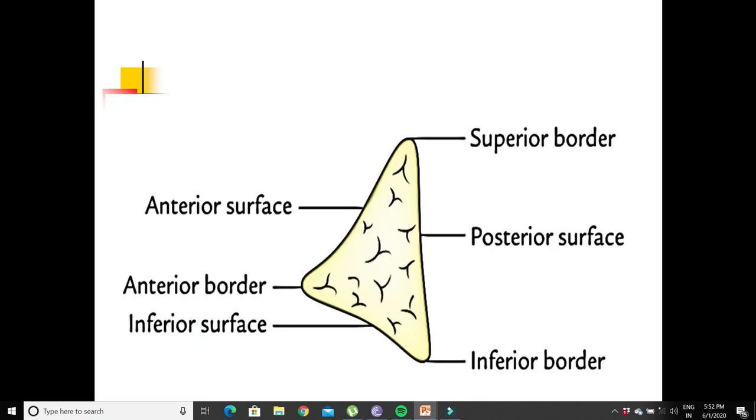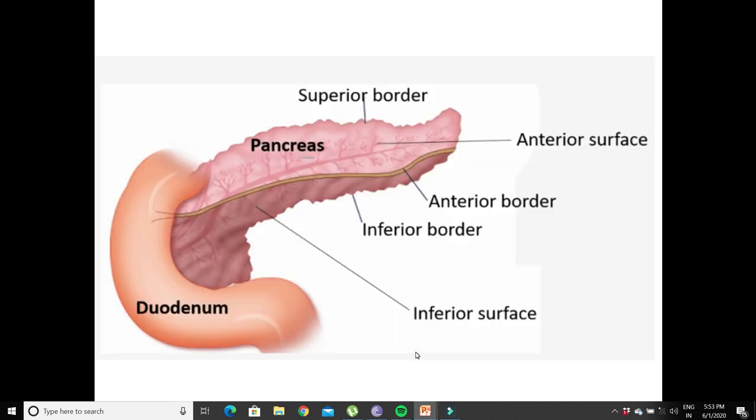Okay, let's see. First of all, the surfaces and borders. The body is triangular in cross section. If you take the cross section of that, it is triangular. It has a superior border, the inferior border, and the anterior border. And the surfaces are the anterior surface, posterior surface, and the inferior surface. I'll show you the slide, it will be clear to you now.